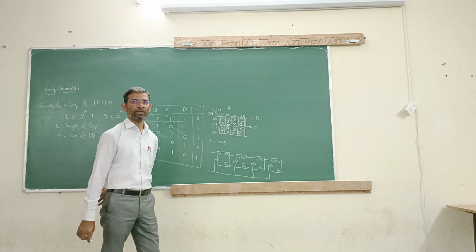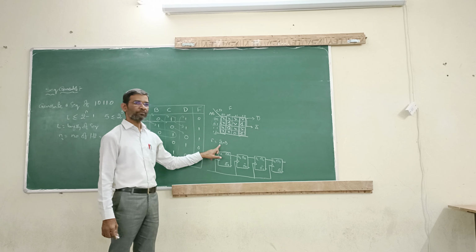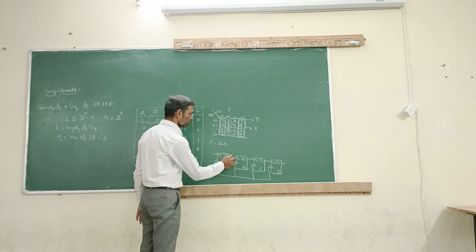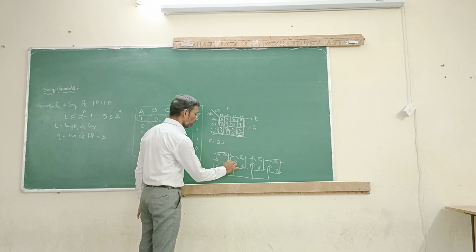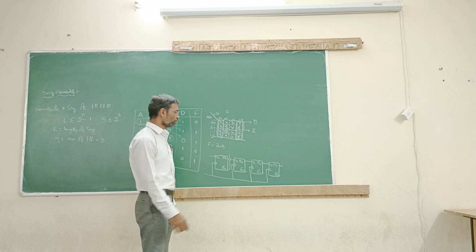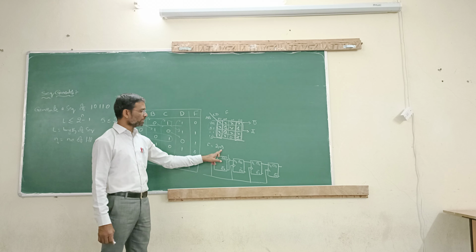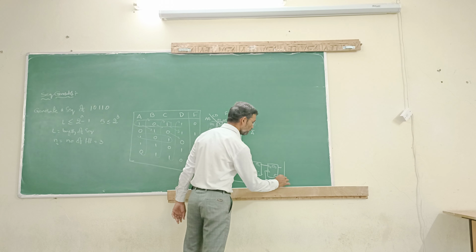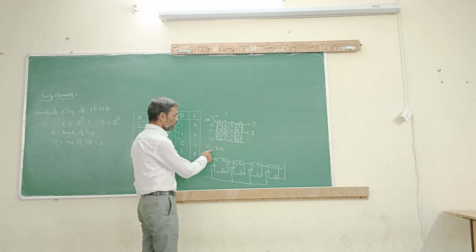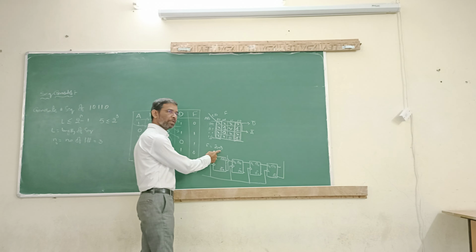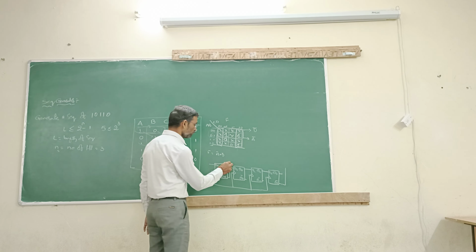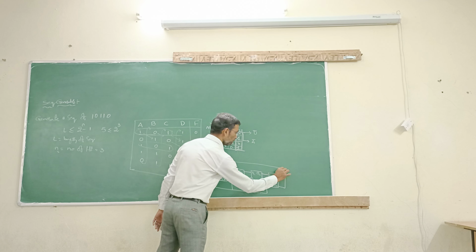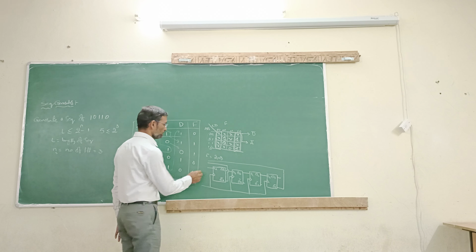QD and QD bar. Here we got an expression for F is nothing but A bar plus D bar. Here A bar is nothing but QA bar. So from here we have to take A bar, and here D bar is nothing but QD bar. So that here we have to take this one. And here the expression for F is equal to A bar plus D bar. So that here we have to give these two to OR gate.